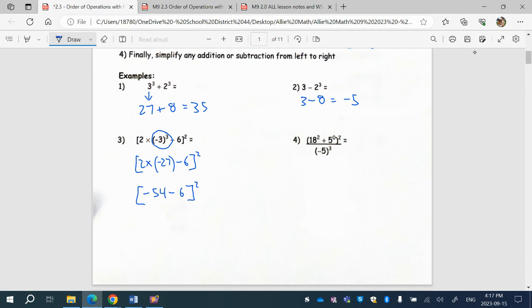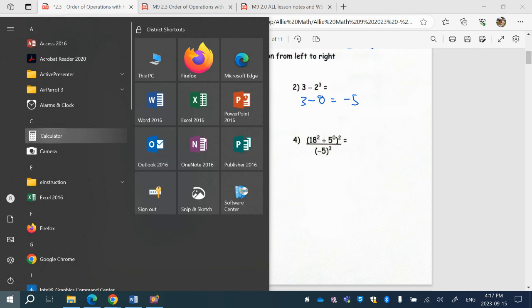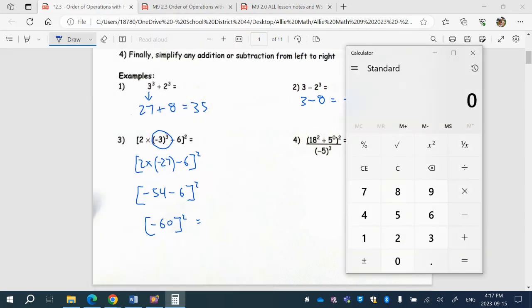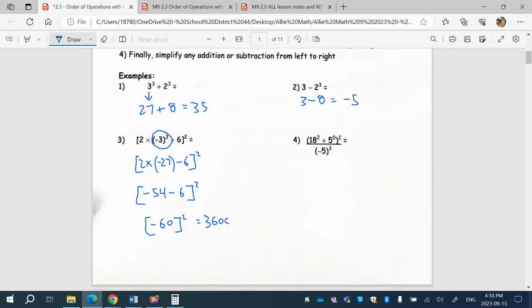Negative 54 subtract 6 is going to give us negative 60. Becomes more negative, and that's squared. And negative 60 squared, let me use my calculator. I know it's going to be negative times a negative, so let's just do 60 times 60, 3,600. And since it's a negative times a negative, it is positive, so 3,600.